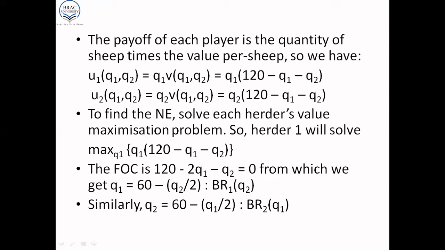Similarly, by solving the maximization problem of herder 2, you will get Q2 is equal to 60 minus Q1 by 2. So remember where this equation is coming from. This equation is coming from the payoff maximization problem of herder 2. So herder 2 solves del U2 by del Q2 and sets that equal to 0. And from there, he obtains Q2 equals 60 minus Q1 by 2.